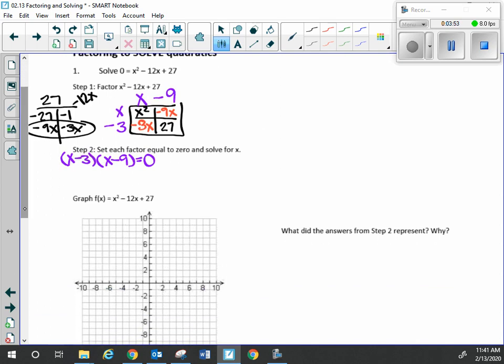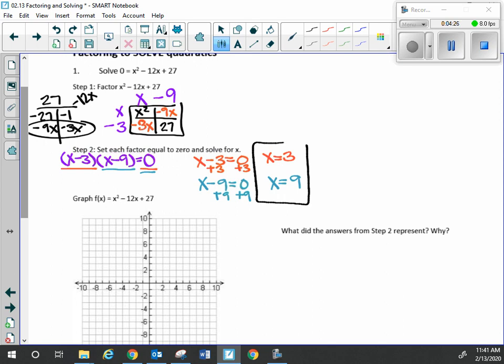Okay. So we've got it set equal to 0. When you go to solve, you're going to take the first factor and set it equal to 0 and solve it. So how would I solve for x? Add 3. x equals 3. And you're going to do the same for the second factor. So x minus 9 equals 0. Add 9, x equals 9. Those are your answers.